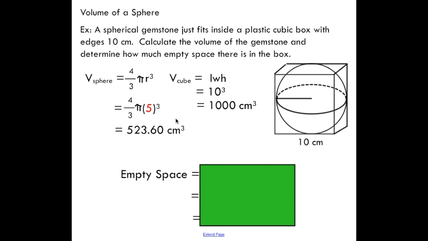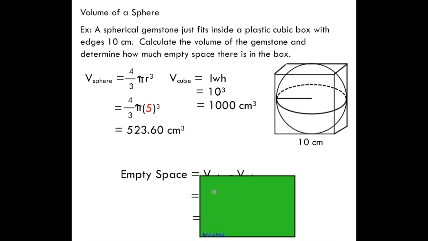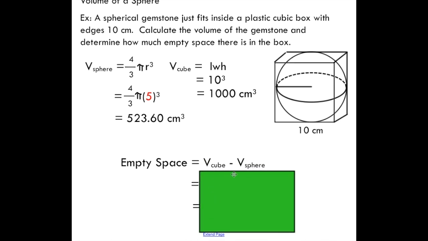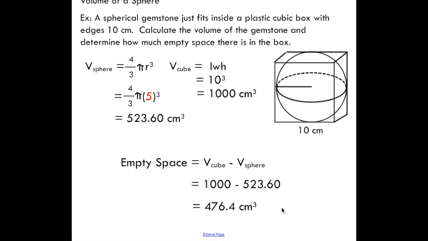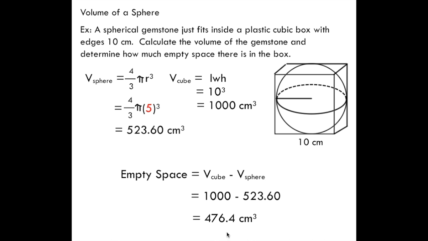We have the volume of our sphere. All that we have to do to determine the amount of empty space is just subtract the volume of the sphere from the cube. And when I do that, I end up with 476.4 centimeters cubed. So that's what's left over in this box. And that solves our problem.